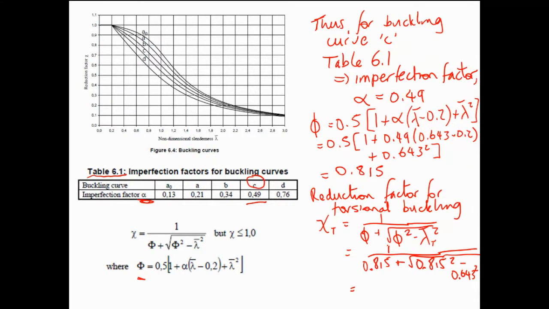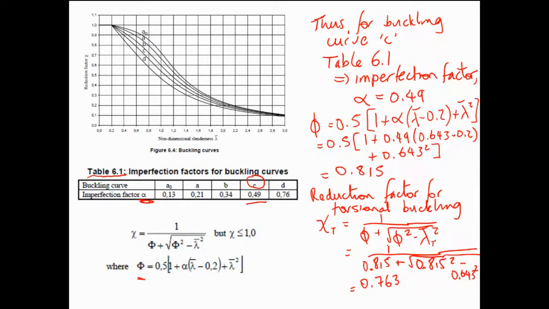Phi squared minus 0.643 squared. Square root of all that, plus 0.815. This is approximately 0.763, if I'm copying it right on my phone. Okay, so that's the reduction factor for torsional buckling, which is 0.763.